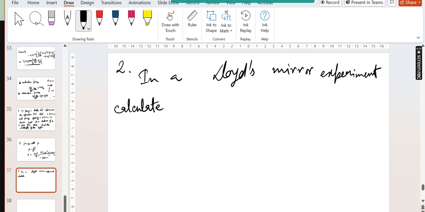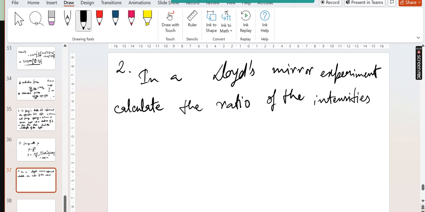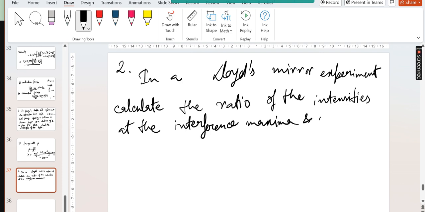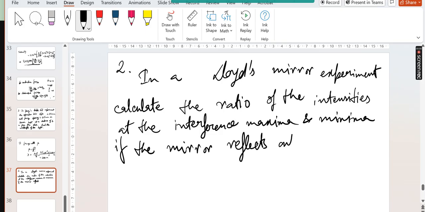Calculate the ratio of the intensities for interference maxima and minima if the mirror reflects only 75% of the light incident on it.